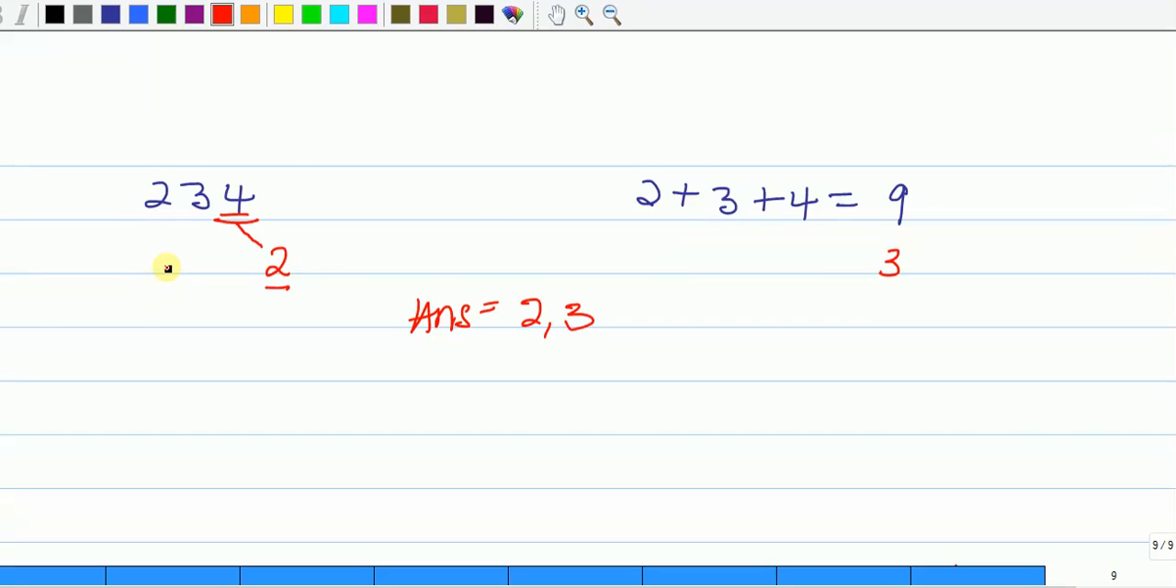So, we want to know if it's divisible by 3, and we would add the digits, and the sum of the digits is what we're going to focus on. If the sum of the digits is something that is divisible by 3, then that entire number is divisible by 3. Let's look at it more closely. 2 plus 3 is 5. 5 and 4 gives us 9. 9 is divisible by 3. That means the whole number, 234, is also divisible by 3.